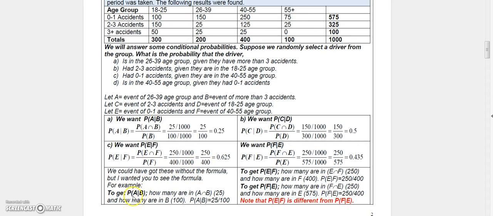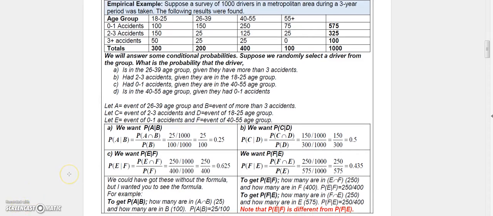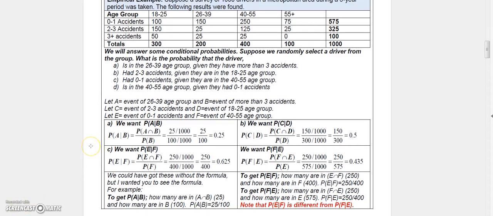So for example, to get A given B, just say how many are in A intersect B, and then how many are in B, and so that would be 25 over 100. So that's how I got to 0.25. And to get E given F, how many are in E intersect F? 250. How many are in F? 400. So it's just 250 over 400, and so forth. So let's let that be the completion of the introduction to conditional probability, and I'll work some more examples in the next video.